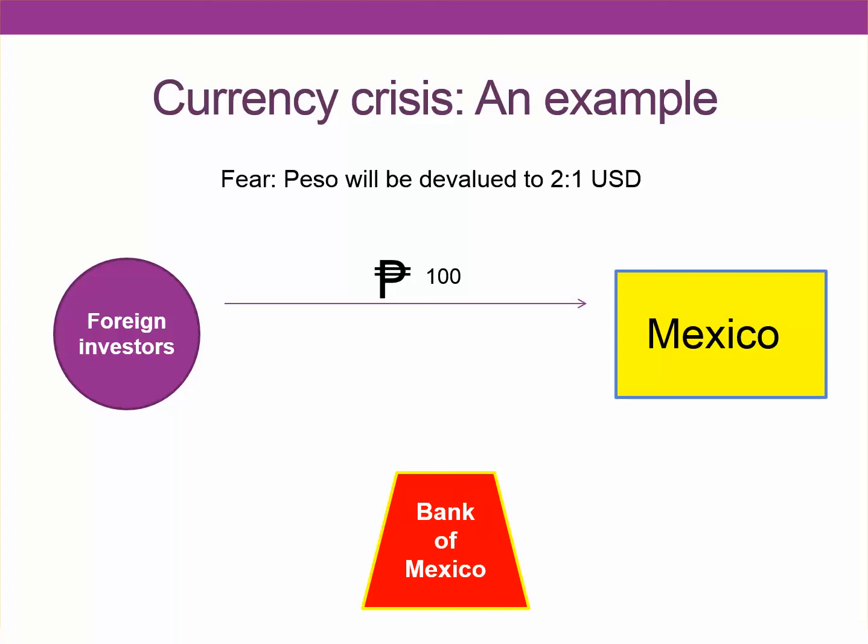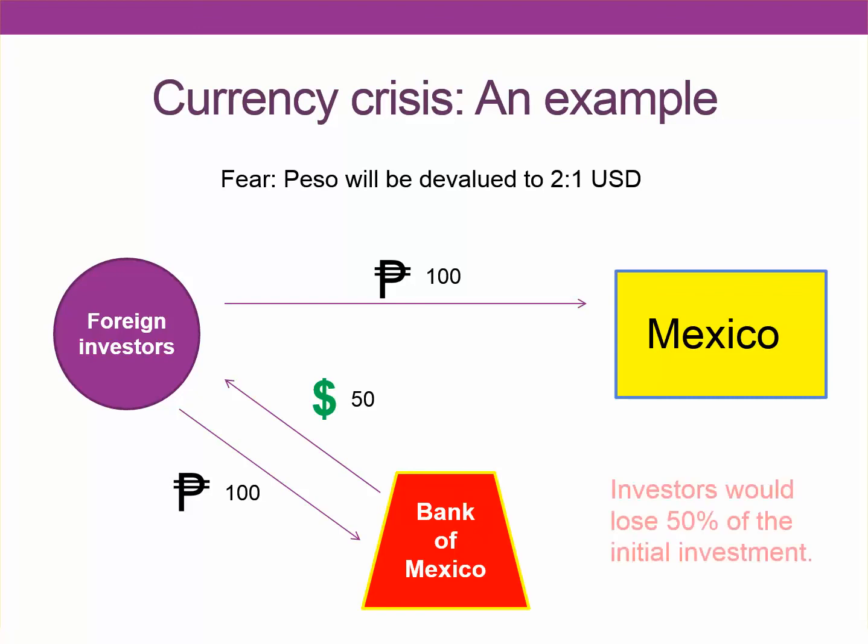In this scenario, if you wanted to pull your money out of Mexico back to the US or whatever country you are from, you would exchange your 100 pesos with the Bank of Mexico. Now you're only going to get back $50, because the peso is weakened so much. In this case, the investors have lost half of their initial investment.